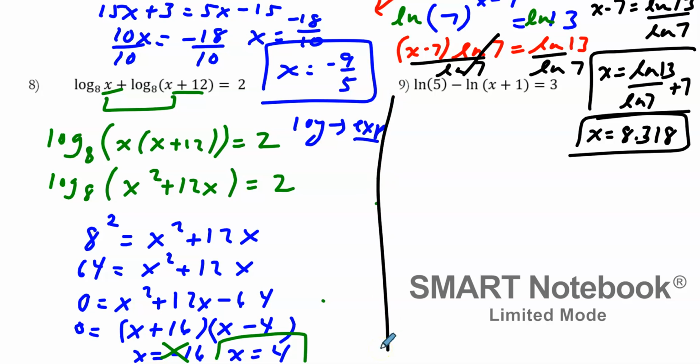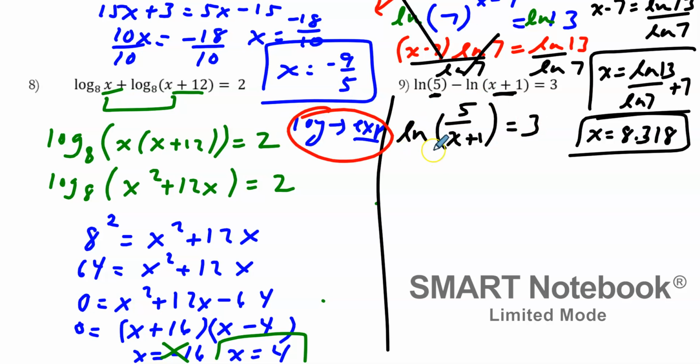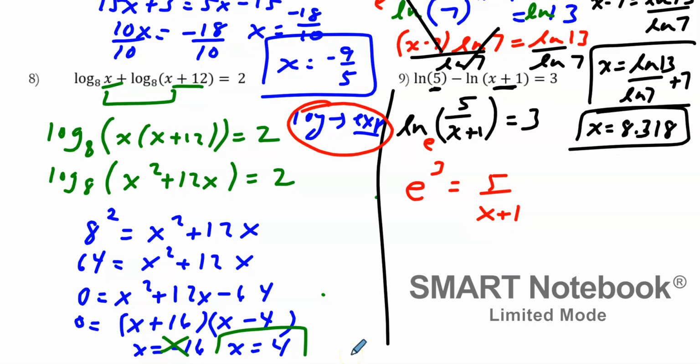Last equation for this page here. If we have two separate logs being subtracted on the same side, we can make our lives easier and make it into a single logarithm, ln, of your arguments, if you're subtracting, dividing. So it's ln of 5 over x plus 1 equals 3. In a similar way to number 8, we can change this from a log equation to an exponential equation. The base of this log is technically e. So if we're changing it to exponential, my base is e, my exponent is 3, and that's equal to 5 over x plus 1.